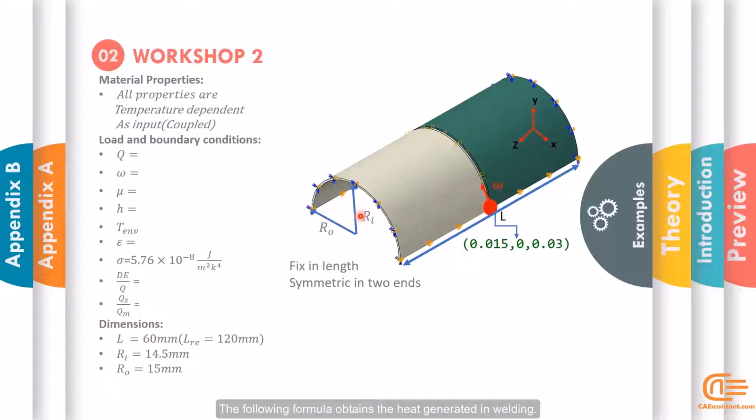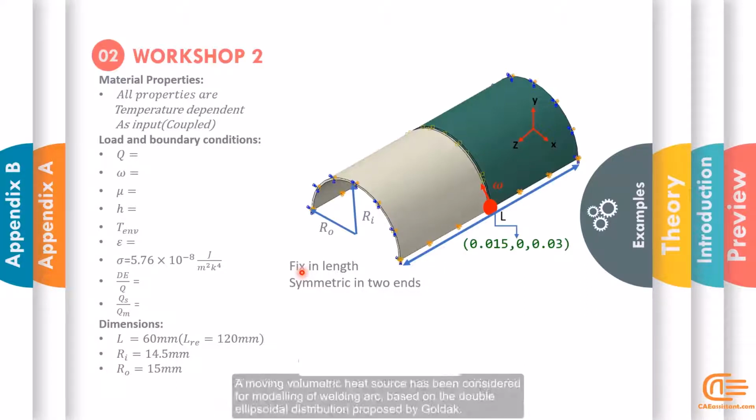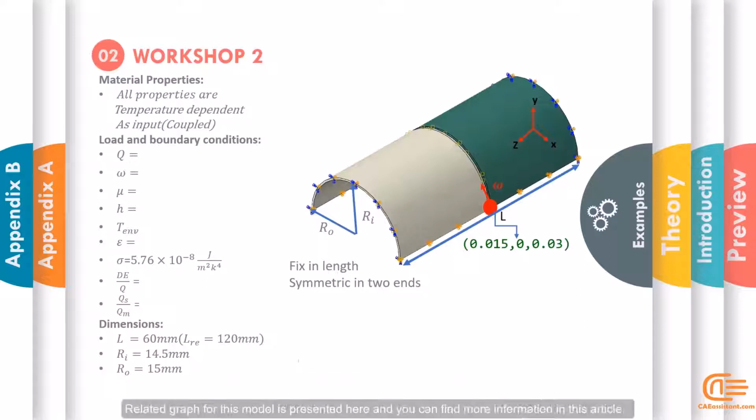The following formula obtains the heat generated in welding. A moving volumetric heat source has been considered for modeling of a welding arc based on the double ellipsoidal distribution proposed by Goldak. Related graph for this model is presented here, and you can find more information in this article.